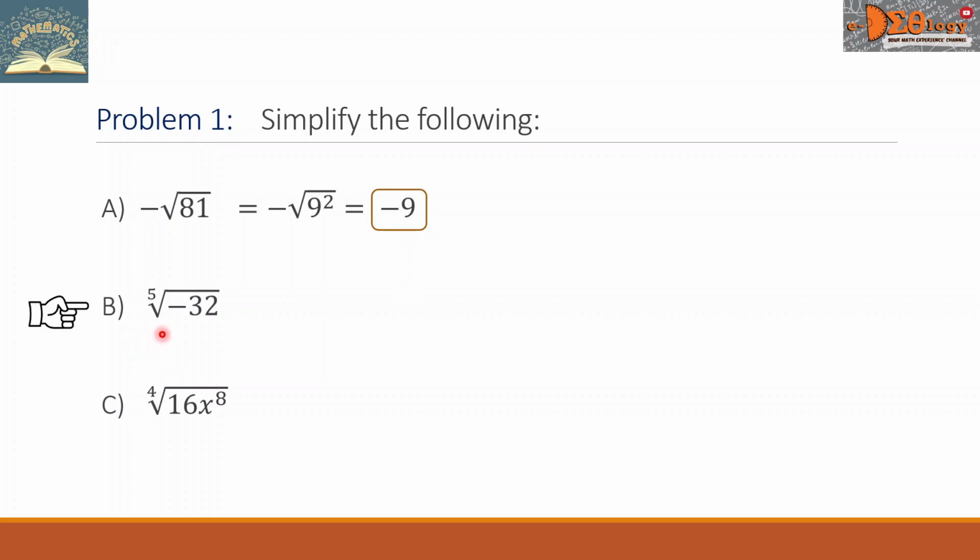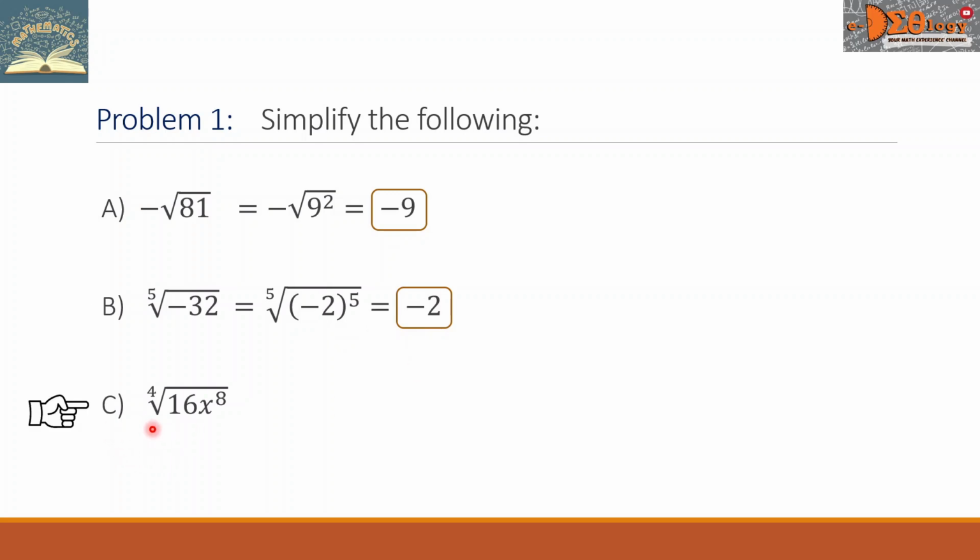Expression B. The fifth root of negative 32. In the radicand, this negative 32 can be expressed as negative 2 raised to power 5. This power 5 and the radical with the index 5 will cancel each other. So negative 2 is the final answer.